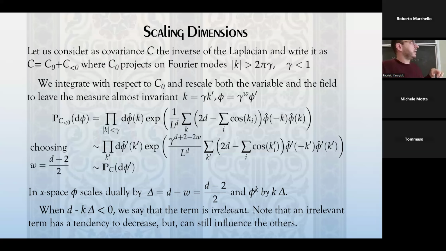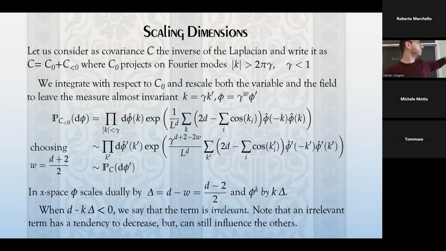If you go instead in X space, then after taking a Fourier transform, phi scales dually by delta, which is called the scaling dimension of phi in X space, which is the dimension of the space minus W, the scaling dimension in Fourier space, and which is now (d minus 2) over 2. This is an important number. The idea is that if we have a perturbation of a Gaussian, each field phi rescales with this exponent. And so each power of phi rescales by k delta. When we actually rescale, we have a k delta factor given by the scaling dimension of the field, plus a d, which is the scaling of the Lebesgue measure, or the discrete measure, in X space.